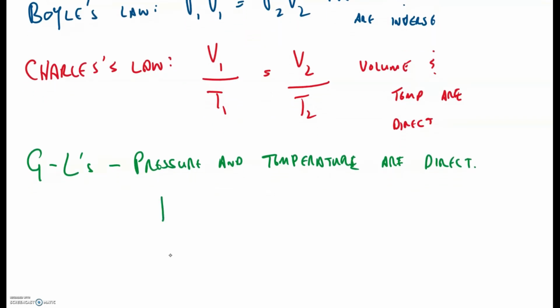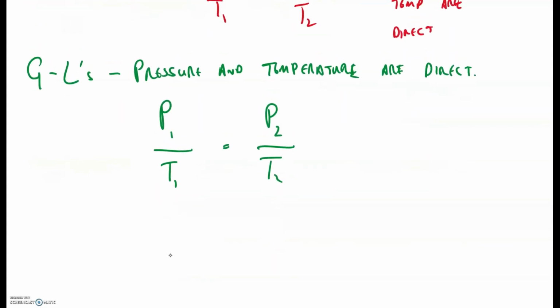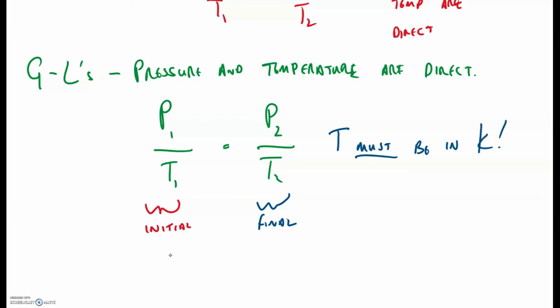Mathematically, we're going to represent it with this equation. P1 over T1 equals P2 over T2, where obviously P1 and T1 are initial pressure and temperature, and obviously P2 and T2 are the final, or the new, pressure and temperature. And remember that because we're dividing by temperature, that temperature must be in kelvins. Okay, so let's take a look at one and we'll try this out and see how this works.